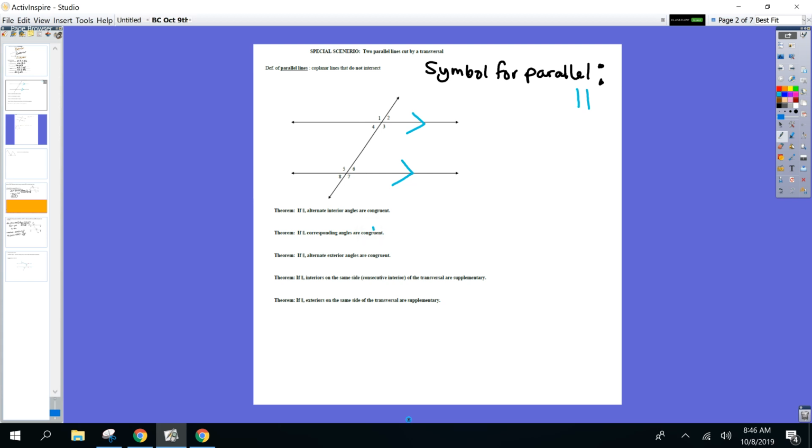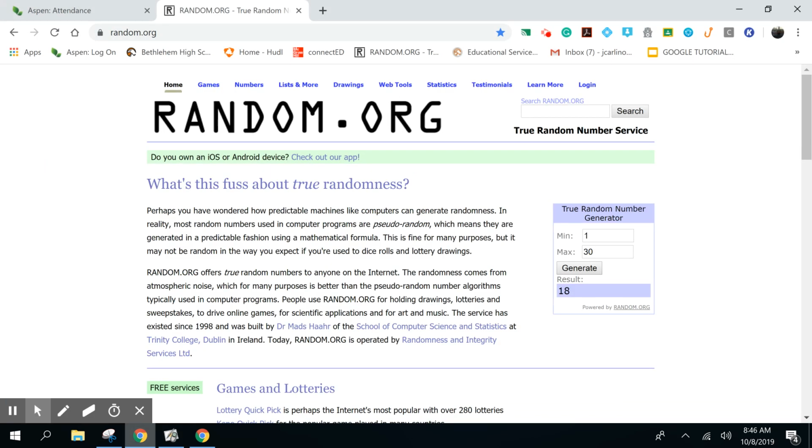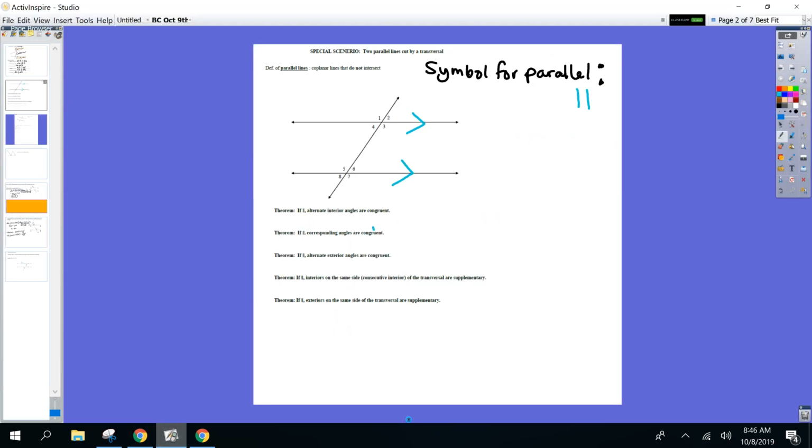So somebody name a pair of congruent alternate interior angles up here now. Give me a pair of alternate interior. 13, alternate interior. 3 and 6, they look on the same side. 3 and 5. So now, 3 and 5, they're not just alternate interior, they're now congruent.